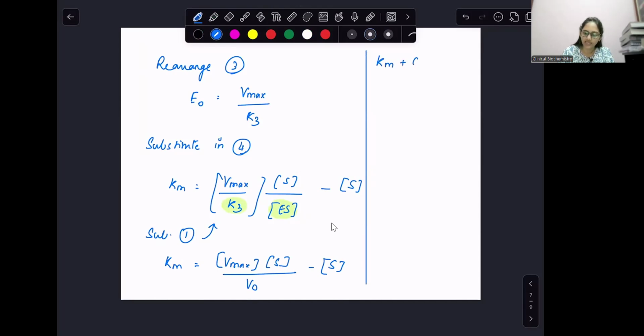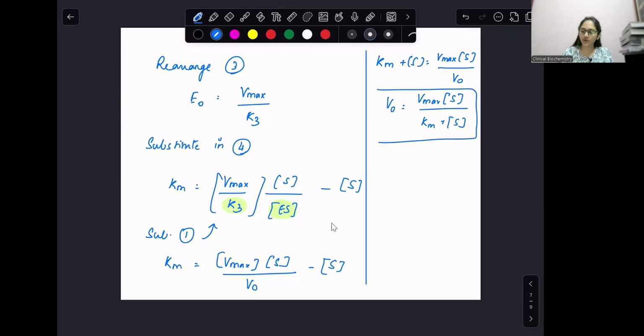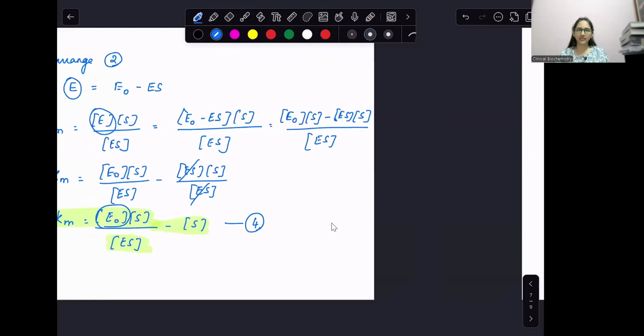Km plus S. So I'm just bringing the S this side. So I will get Vmax into S divided by V0. Now what is V0? Vmax into substrate by Km plus substrate. So have you seen this equation anywhere? Yes, this is the Michaelis-Menten equation. So we have come to this point. Yes, we are happy. Yes, still we have lots to go. This is how we derive the Michaelis-Menten equation.